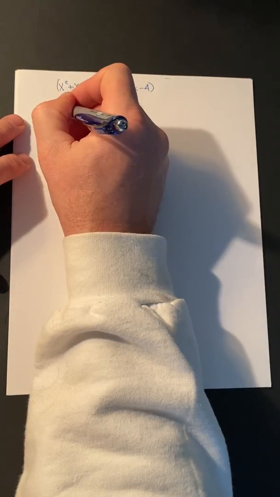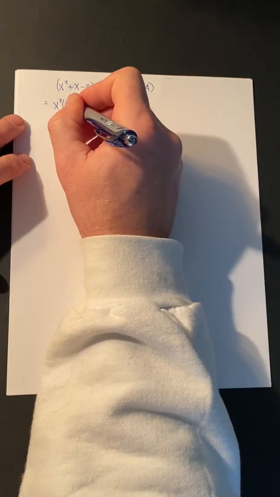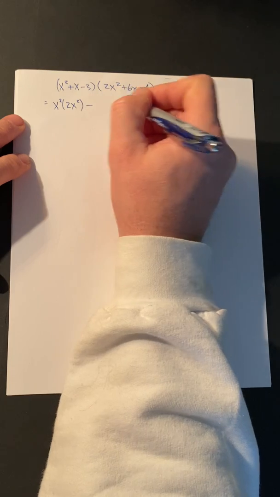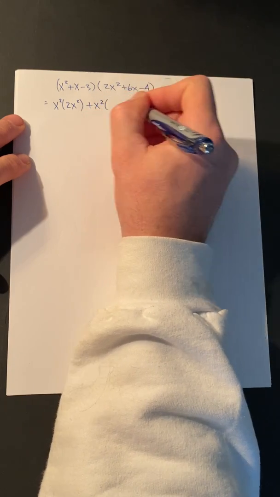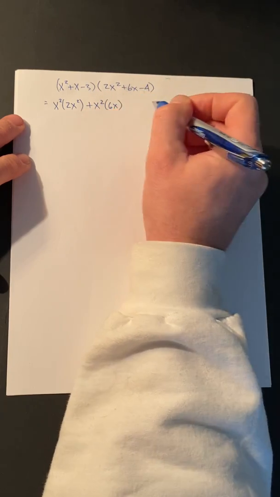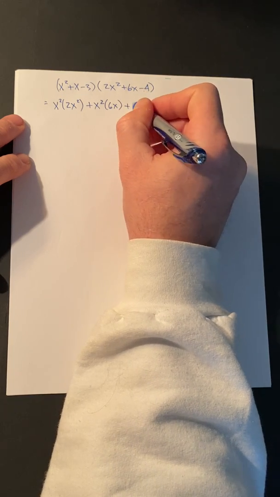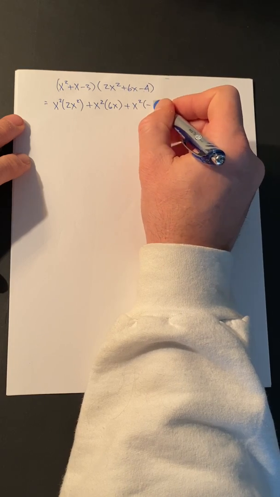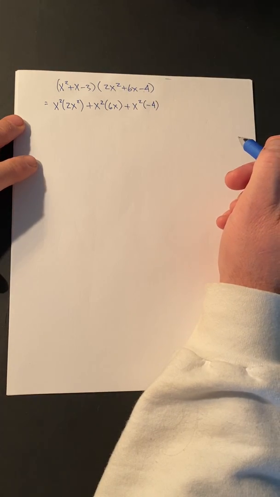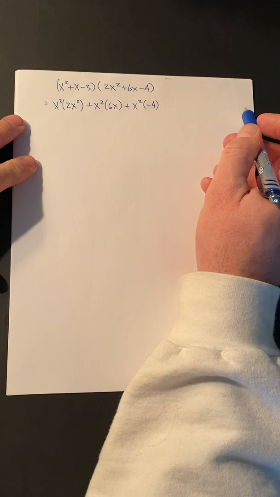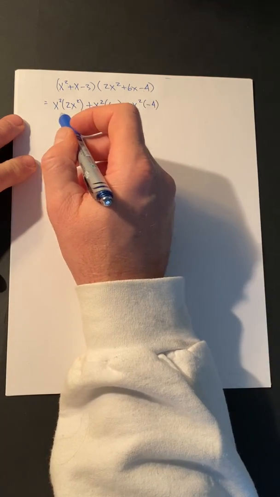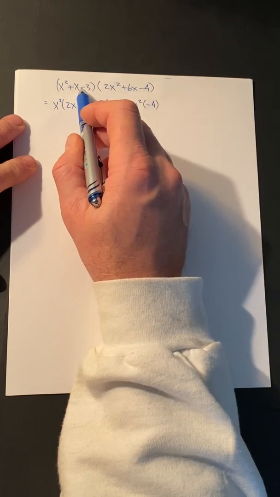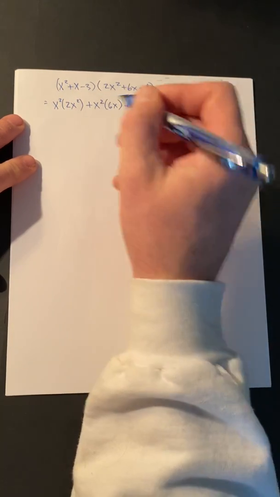So here I have x squared times 2x squared plus x squared times the 6x plus x squared times the minus 4, okay? Now, obviously, I'm going to run out of room here, so I'm just going to have 3 rows to represent the 3 different terms here multiplied, okay?